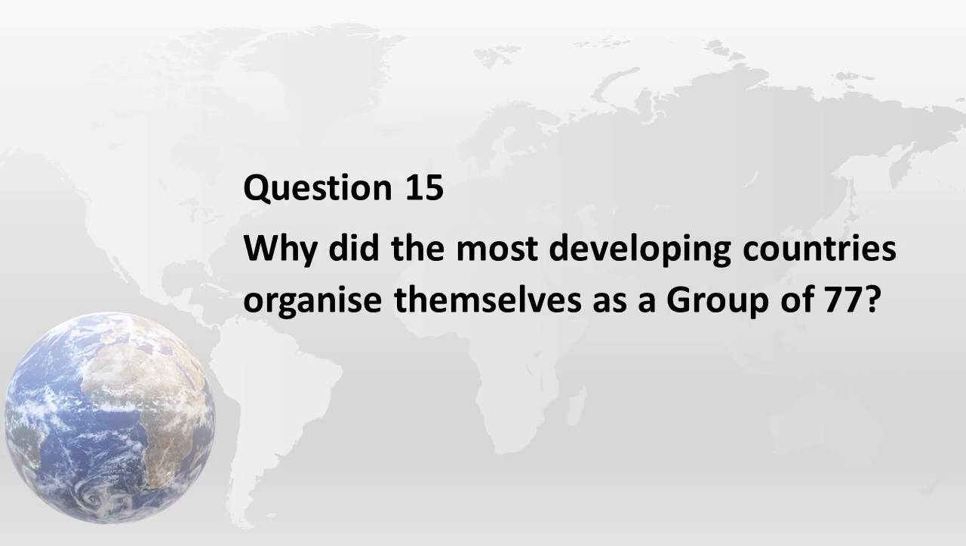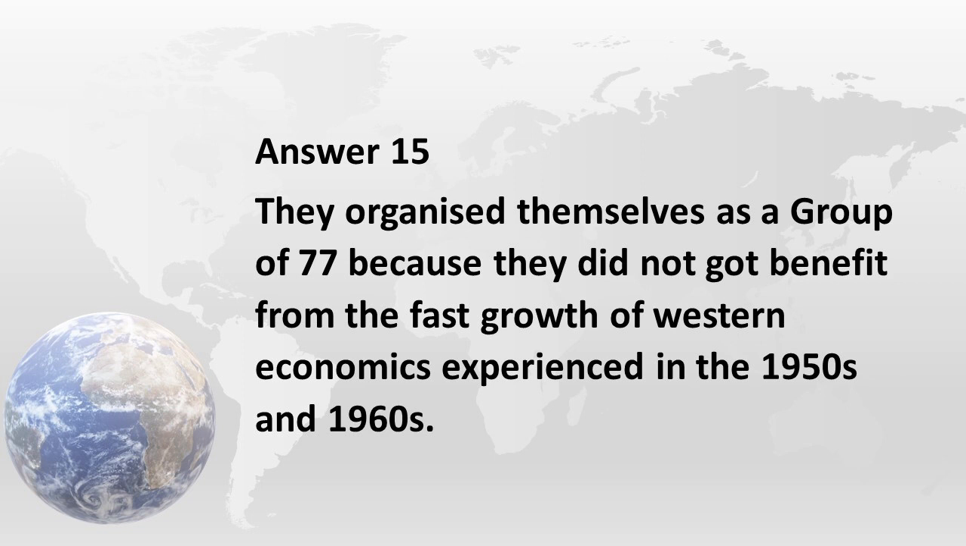Question number 15 says, why did most developing countries organize themselves as a group of 77? Answer to question number 15 is they organized themselves as a group of 77 because they did not get benefit from the fast growth of Western economies experienced in the 1950s and 1960s.